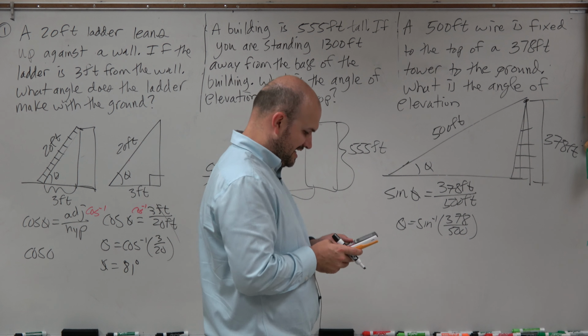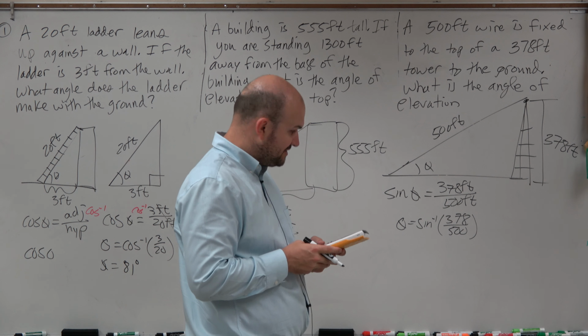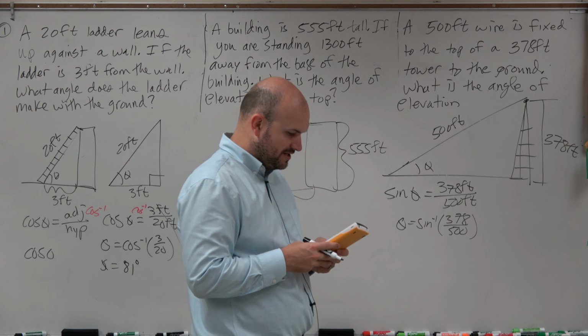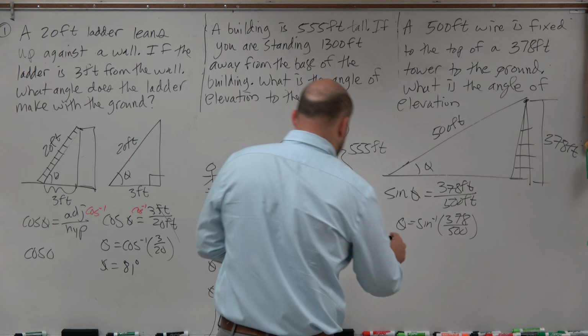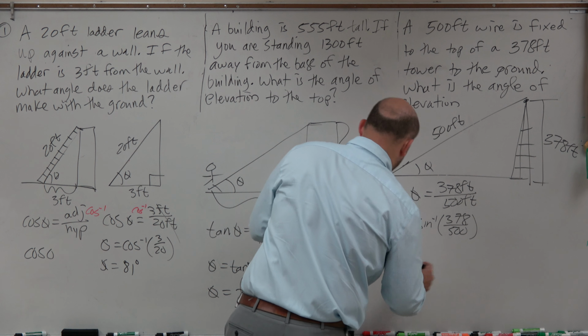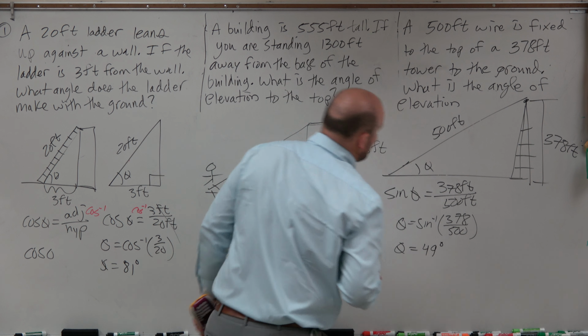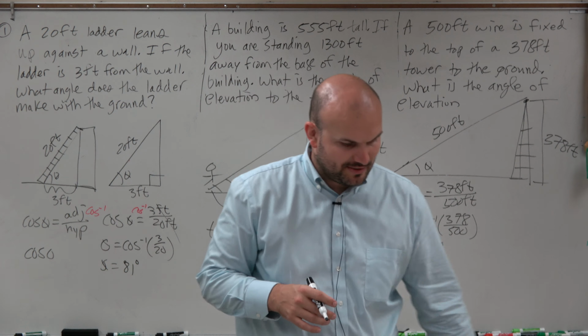So I'll just do second sine. So it'll be sine inverse of 378 divided by 500. And that's going to give me theta equals 49 degrees when rounded to the nearest whole digit, or degree.